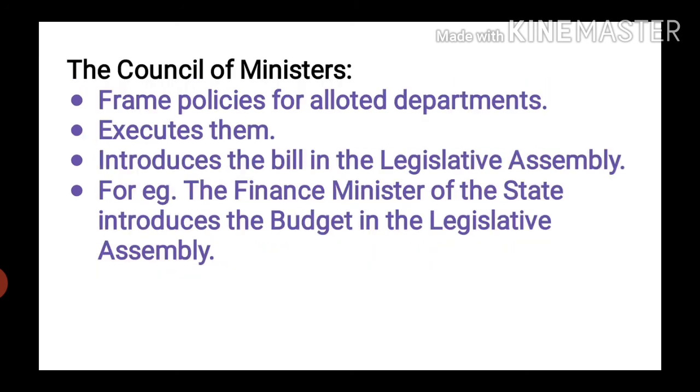Then comes the Council of Ministers. So, what do they do? They frame the policies for their allotted departments and execute them. Also, they introduce bills in the Legislative Assembly. For example, the Finance Minister of the state introduces the budget in the Legislative Assembly.